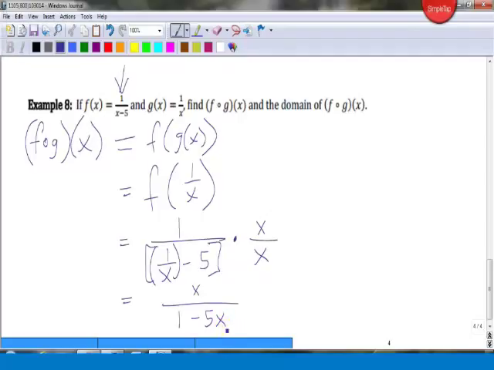Not the only way to simplify that complex fraction. You could get a common denominator in the denominator and subtract, and then divide by the fraction that you get. But this is a little shorter, a little sweeter way of getting it done. So x over 1 minus 5x. Now, that's f composed with g of x.